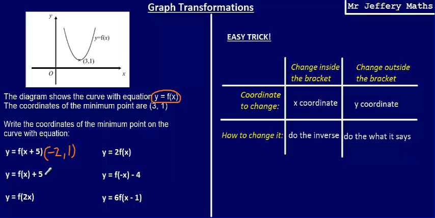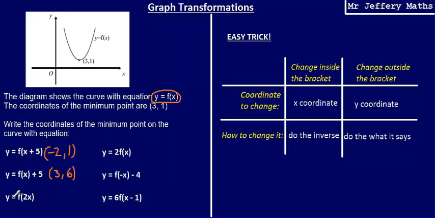On to the second question. Here we've got y equals f of x plus 5, but this time the change is outside the bracket. So because the change is outside the bracket, that means we are going to change the y coordinate, and we are going to do what it says. So we're going to take our y coordinate, the second number of our coordinate, and we're going to do exactly what it says. We're told to add 5 to it, so that's what we'll do. The x coordinate stays as it is, and so 1 plus 5 will give us 6.